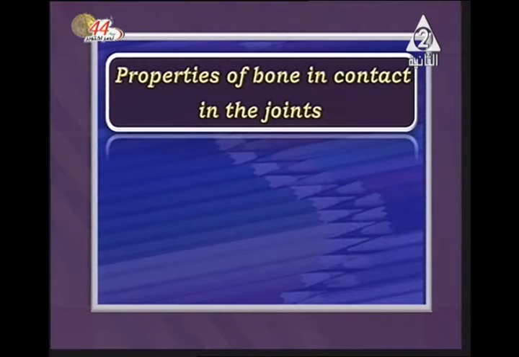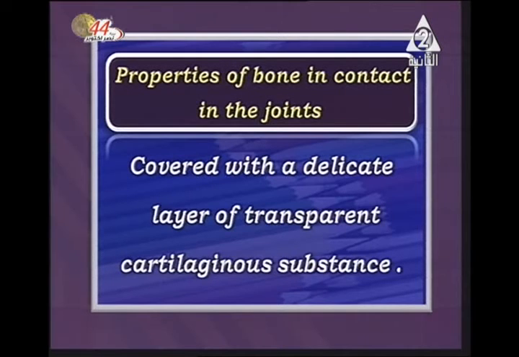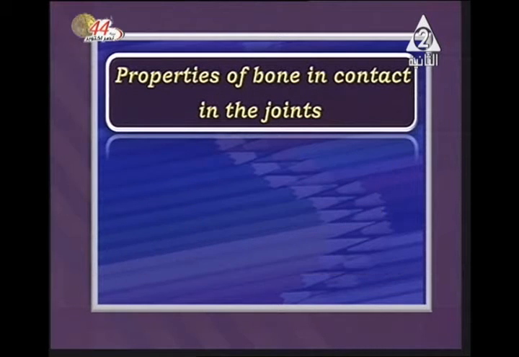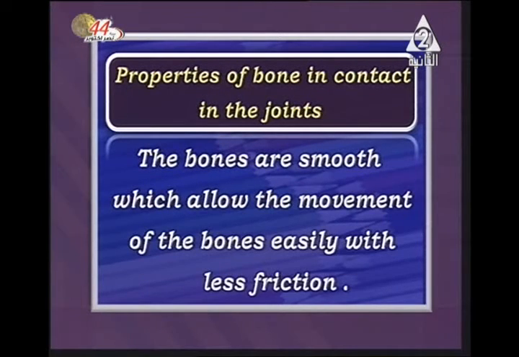Properties of bone in contact in the joint. They are covered with a delicate layer of transparent cartilaginous substance, and the bones are smooth. So what does it mean? Why do we need the bone to be smooth? So they allow the movement of the bones easily with less friction.